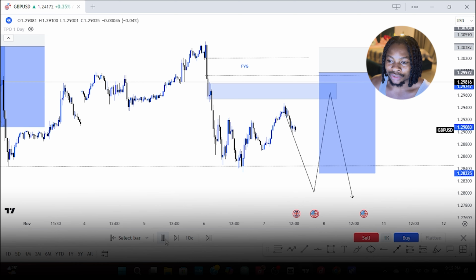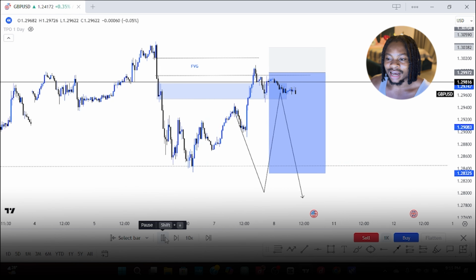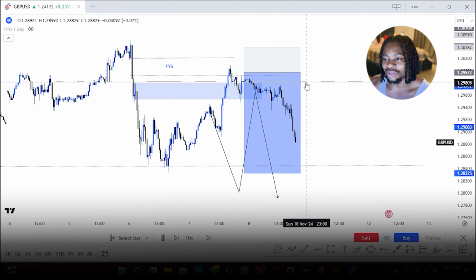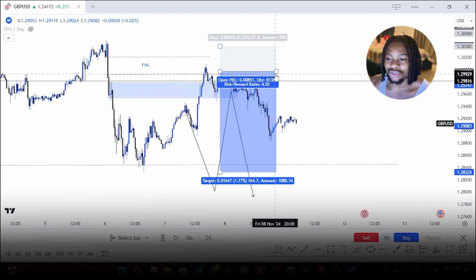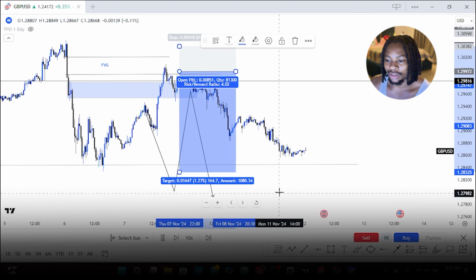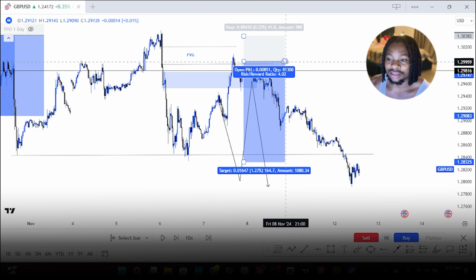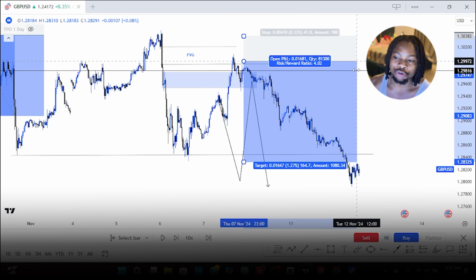All right? So you can see what eventually happened. Price tapped into that other block, and then the rest becomes history. Boom, the rest becomes history. We smash 1 to 4.